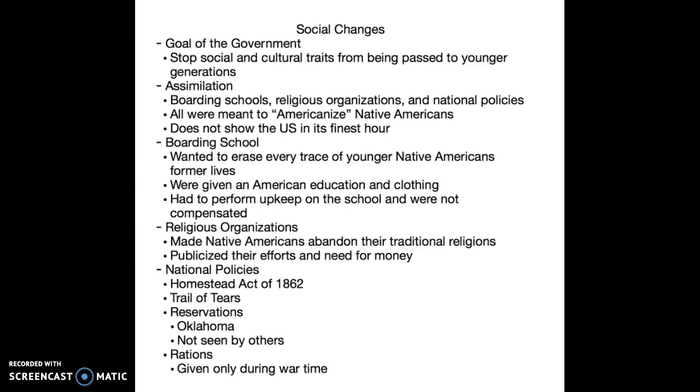And the last thing we're going to talk about is national policies, which you have read under the government tab. These include the Homestead Act of 1862 and the Trail of Tears and reservations, which were primarily held in the Oklahoma Territory and were not seen while they were there by other people. And they were also given rations from the federal government, but these rations were only meant to happen during wartime. So it didn't really make sense that they were giving them, and yet there was not a wartime present.